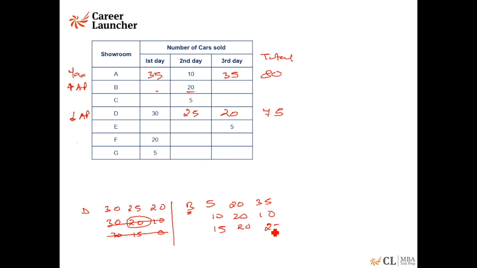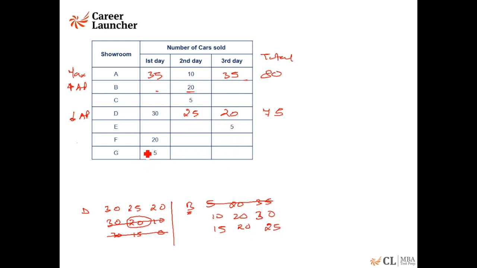Sorry, I'm looking at the cases again. 35 on day 3 is not possible, it has already gone. 10, 20, 30 is possible. 15, 20, 25 is possible. Anything else we can look at? So these two cases we have formed: 10, 20, 30 or 15, 20 and 25.